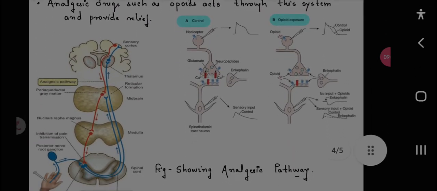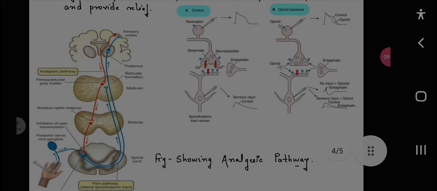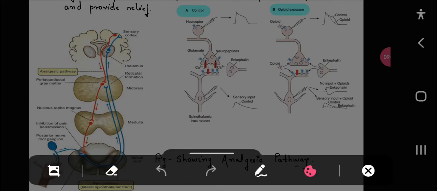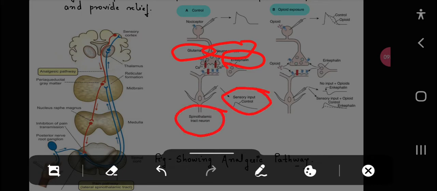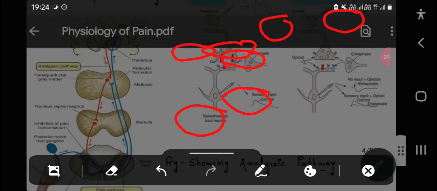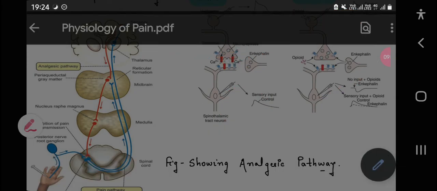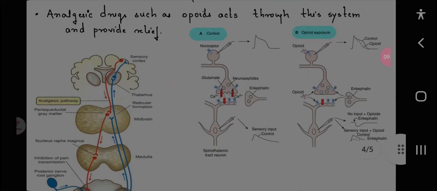Like here you can see nociceptors. When glutamate is released, glutamate, neuropeptides, enkephalin, spinothalamic tract neuron, sensory input control. Opioid exposure, opioid control. Enkephalin and opioid. No input opioid enkephalin, sensory input plus opioid control enkephalin.